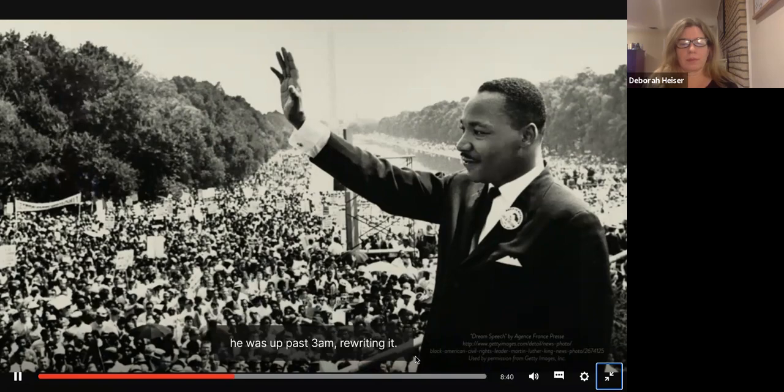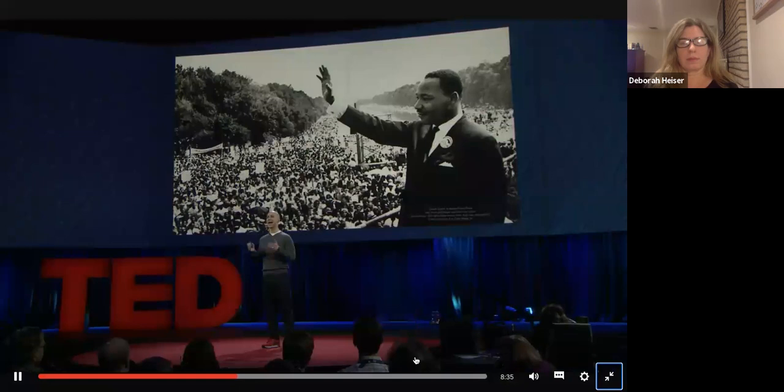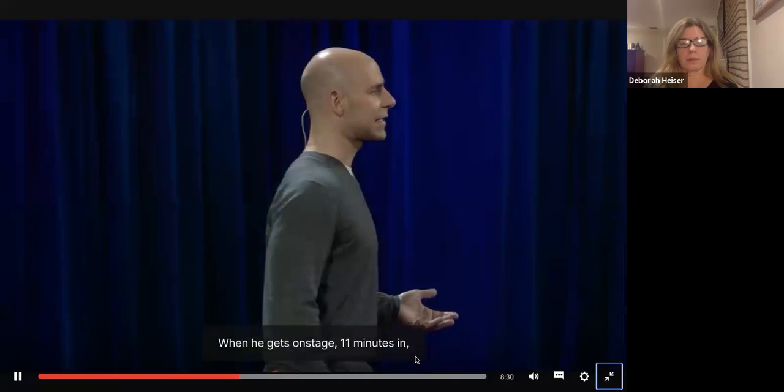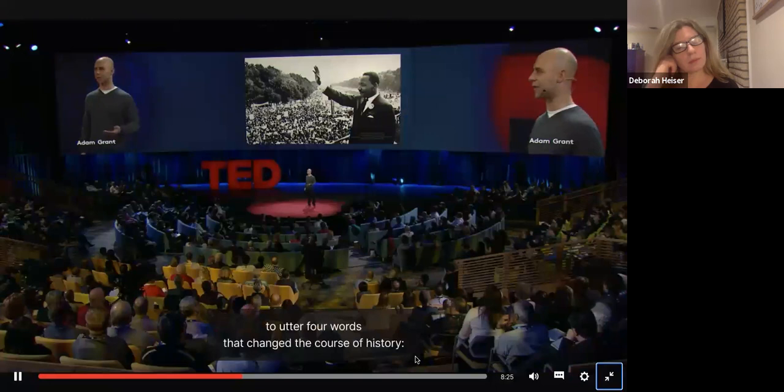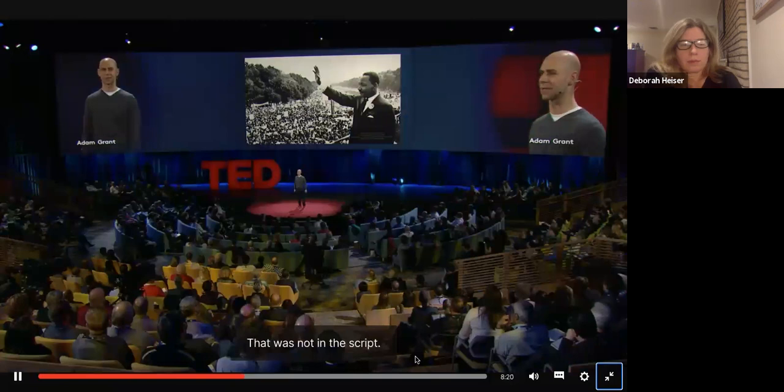The night before the biggest speech of his life, the March on Washington, he was up past 3 a.m. rewriting it. He's sitting in the audience waiting for his turn to go on stage, and he is still scribbling notes and crossing out lines. When he gets on stage, 11 minutes in, he leaves his prepared remarks to utter four words that change the course of history. I have a dream. That was not in the script.